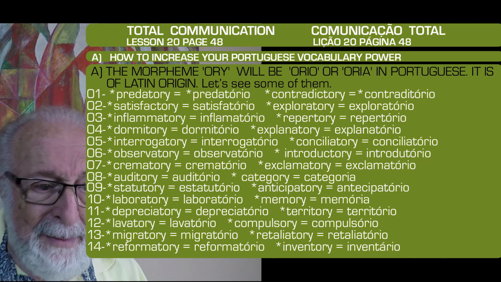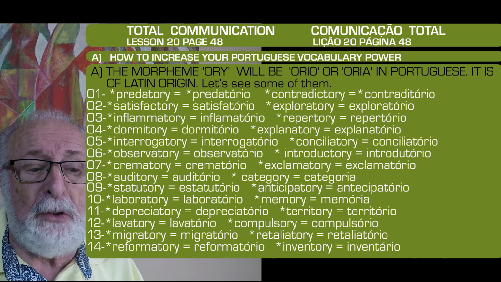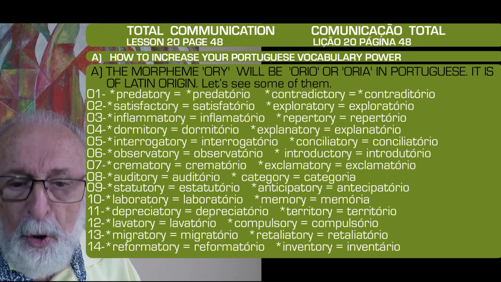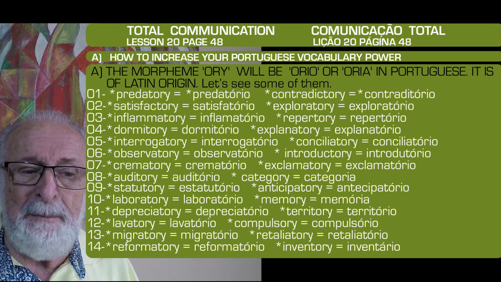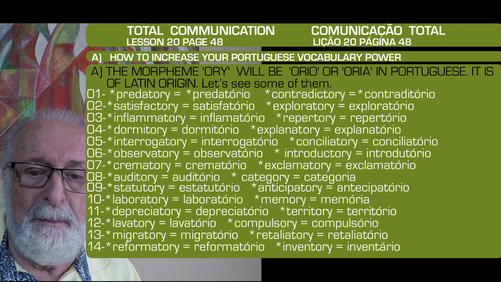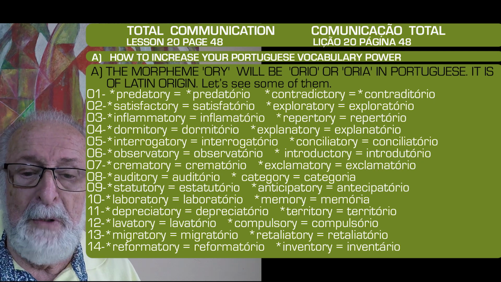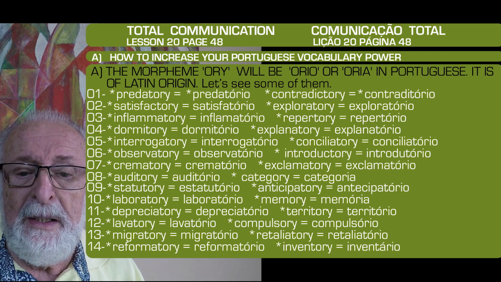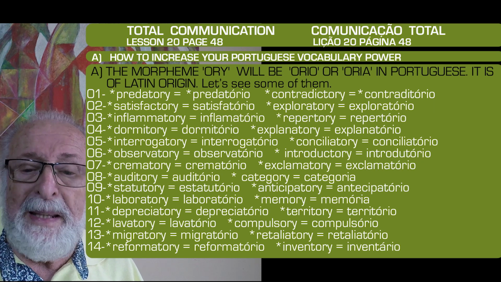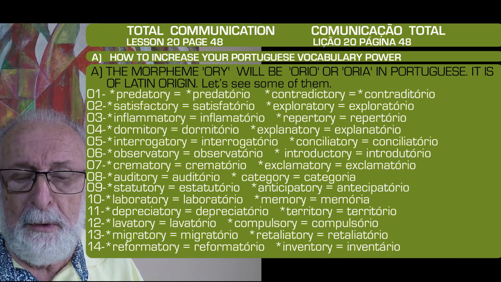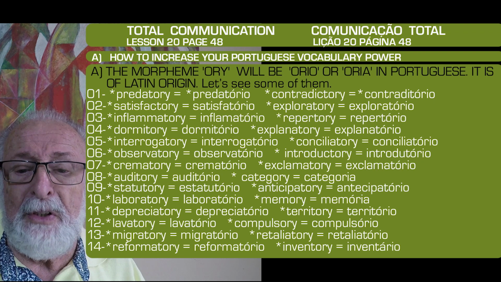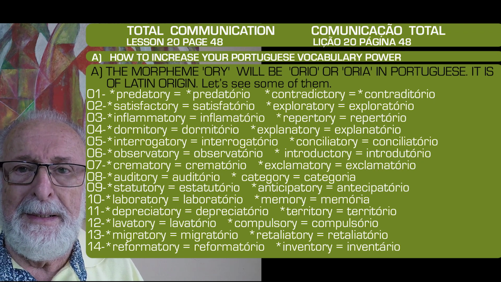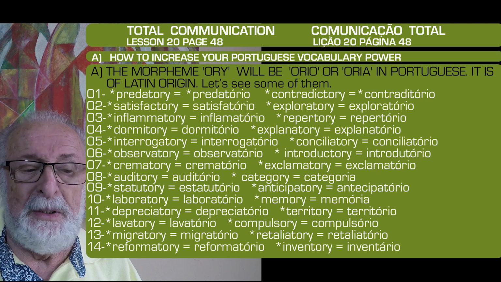In line 1, we have there predatory. Predatory means predatório. You see, it's quite simple. Predatório. In the same line, we have contradictory. Contradictory means contraditório. Okay? It's quite similar.